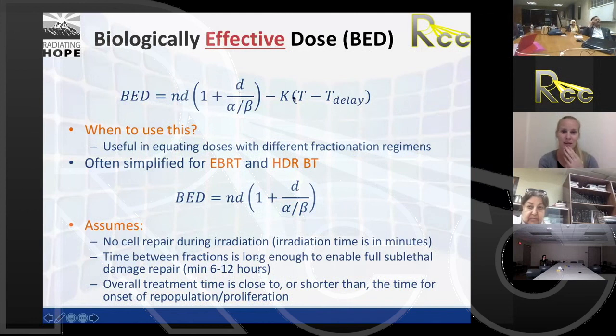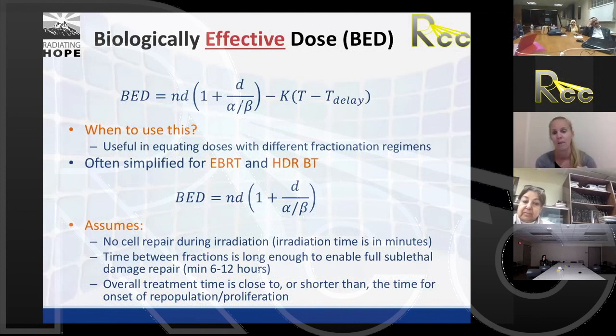Okay, so here's our equation. And when do we use this? When do we actually use the biological effective dose? What are we using it for? It's really useful when you want to equate doses with different fractionation regimens. Okay, so if you want to say, I'm going to treat my patient with 2 grays per fraction, or I'm going to treat my patient with 4 grays per fraction, how does this match up? How many fractions do I need to give to make it biologically equivalent?